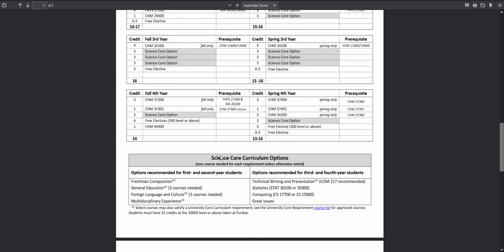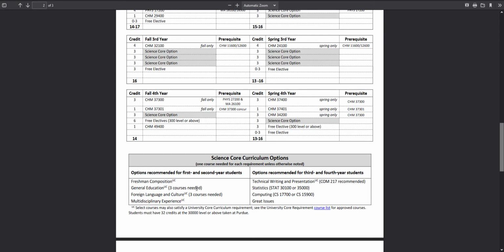So these are the core options that you really should be looking at for your first 2 years. Here's the ones that we suggest. Definitely freshman composition. If you don't have English 106 credit and you need it, I definitely suggest trying to get it done in the spring, just because we'd like you to have it done by the end of your sophomore year so that you can actually have some basis when you're doing a lot more writing junior, senior year.